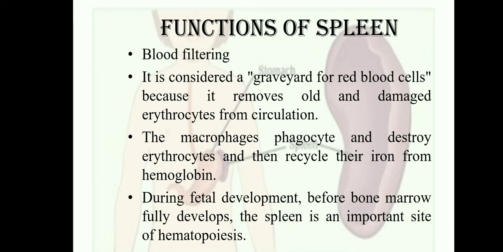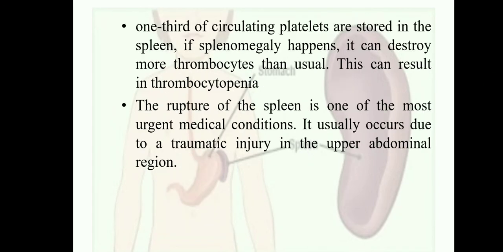Now during fetal development, before the bone marrow fully develops, the spleen is an important site of hematopoiesis. So two opposite functions are done by the spleen: it is responsible for the destruction of red blood cells, and it is also responsible for the production of red blood cells. Both the destruction and the production site of red blood cells. One third of the circulating platelets are stored in the spleen.